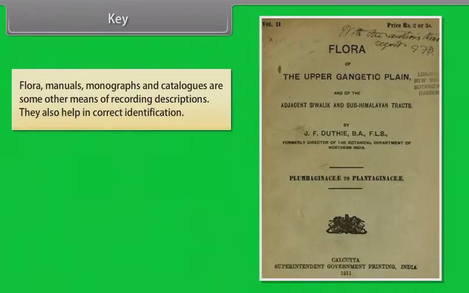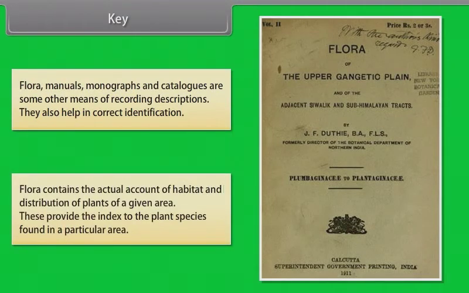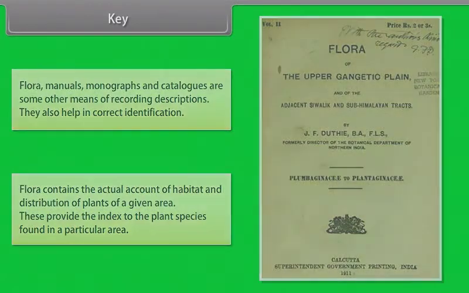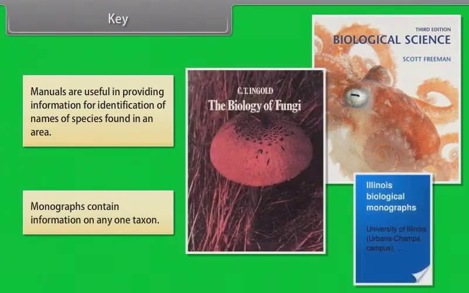Flora, manuals, monographs, and catalogues are some other means of recording descriptions. They also help in correct identification. A flora contains the actual account of habitat and distribution of plants of a given area. These provide the index to the plant species found in a particular area. Manuals are useful in providing information for identification of names of species found in an area. Monographs contain information on any one taxon.